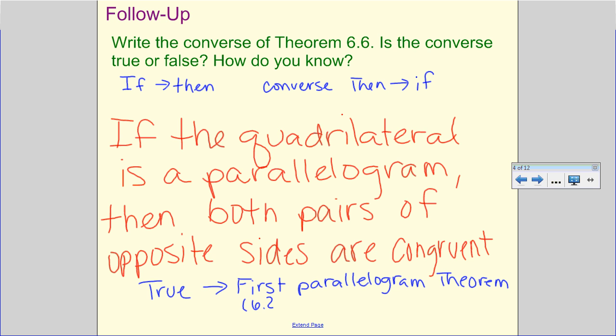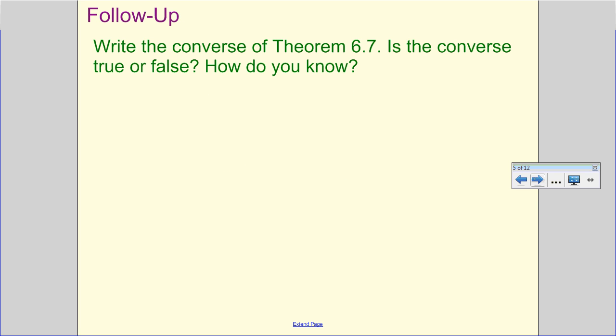And the book called it 6.2. Like I said, there's nothing special about that number. This is just how our book has organized them. But we know that this is true because we started out that was how we were recognizing them in our last lesson. All right, so now we have to write the converse of 6.7.